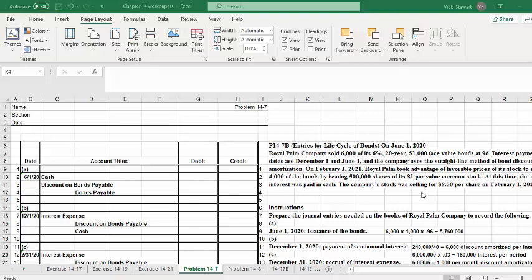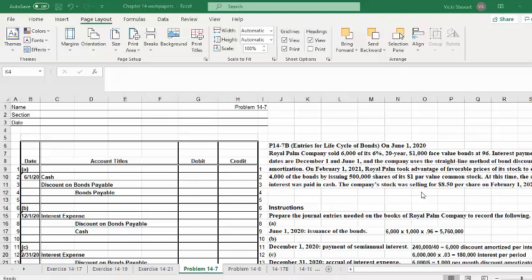This is a demonstration of problem 14.7b, entries for life cycle of bonds. On June 1st, 2020, Royal Palm Company sold 6,000 of its 6% 20-year $1,000 face value bonds at 96.